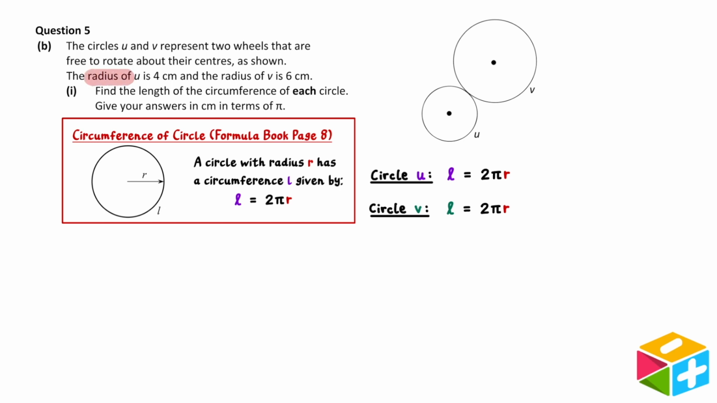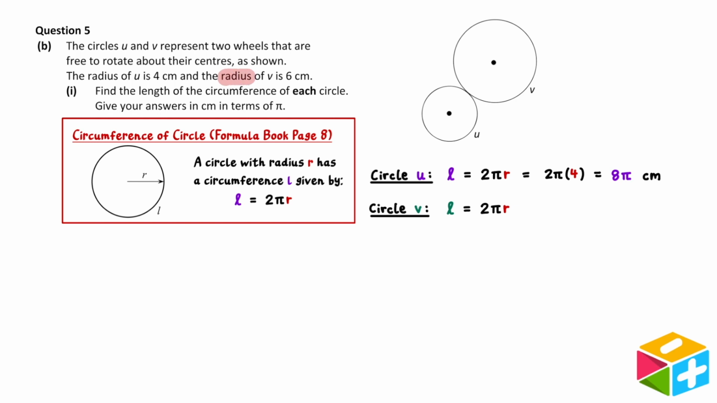U has a radius of 4 centimetres, so here we'll put in a 4 for r. 2 times 4 is 8, so this gives us an answer of 8 pi. We're asked to give our answer in terms of pi, so we shouldn't convert this to decimal form. Our unit here is centimetres, since that was what was used for the radius.